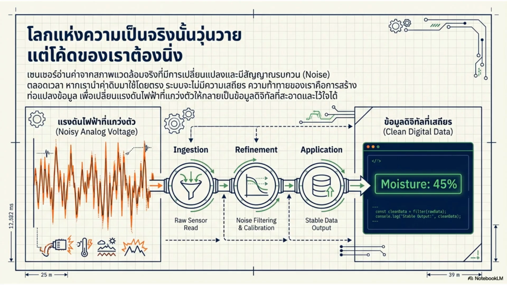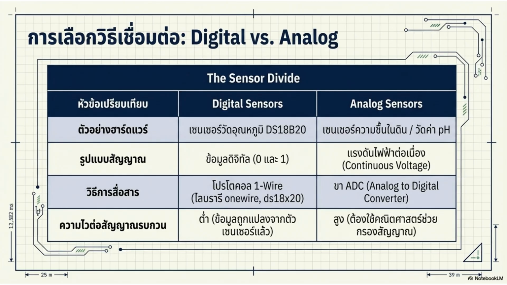A stable IoT system requires processes for data ingestion, refinement through filtering and calibration, and application to output clean, reliable digital data. Sensors can be digital or analog. Digital sensors like the DS18B20 output discrete data, while analog sensors like soil moisture sensors output a continuous voltage, requiring an analog to digital converter, ADC.